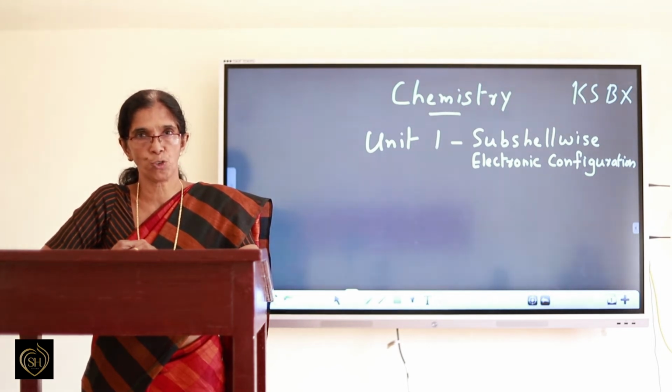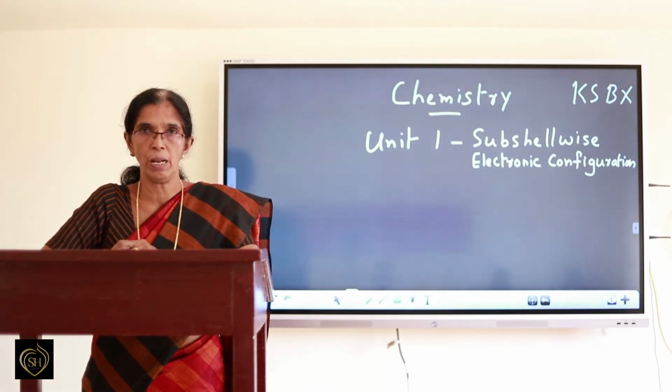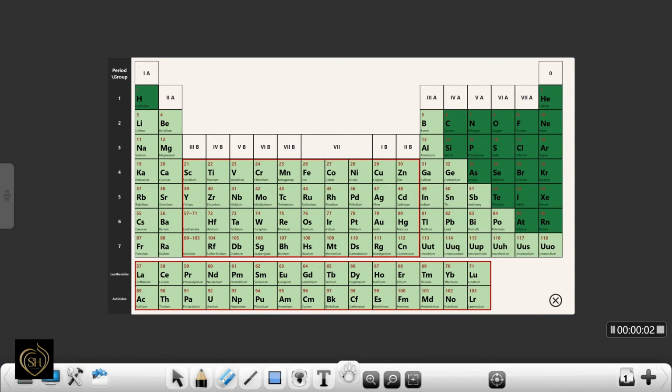Now we are going to study the different blocks in the periodic table. They are S block, P block, D block and F block. Today we are going to discuss different blocks in the periodic table. So look at the periodic table.